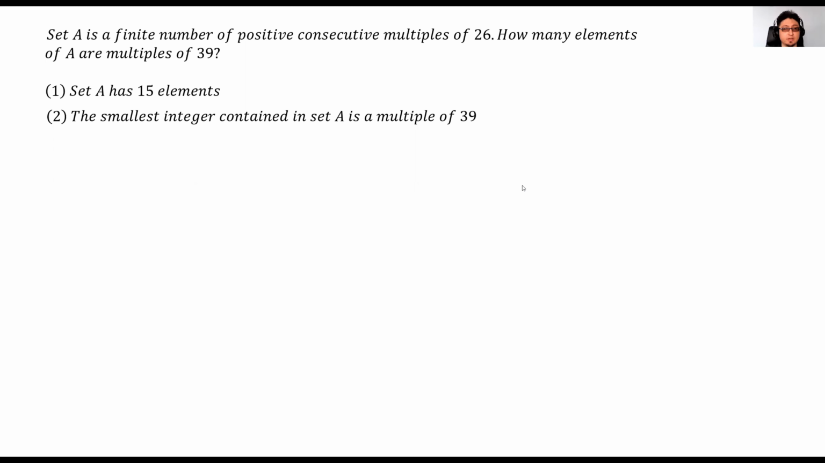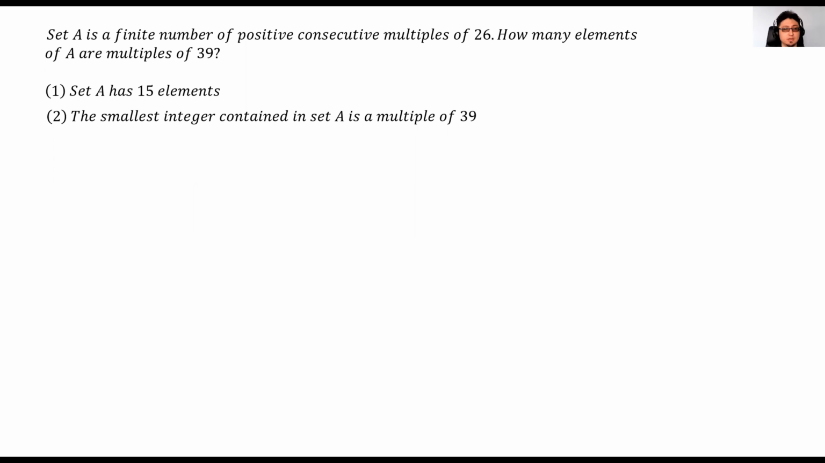Set A is a finite number of positive consecutive multiples of 26. How many elements of A are multiples of 39? Statement number 1, set A has 15 elements. Statement number 2, the smallest integer contained in set A is a multiple of 39.